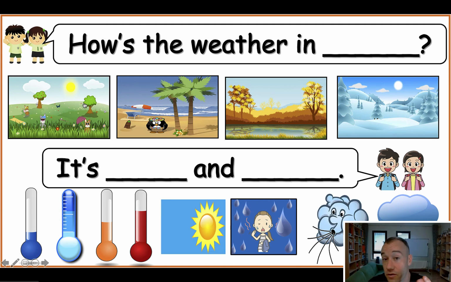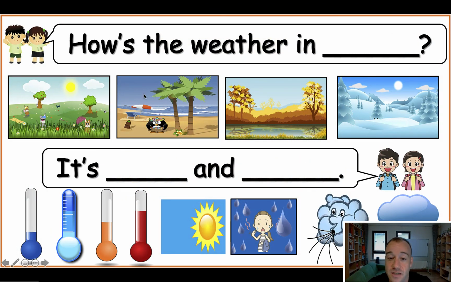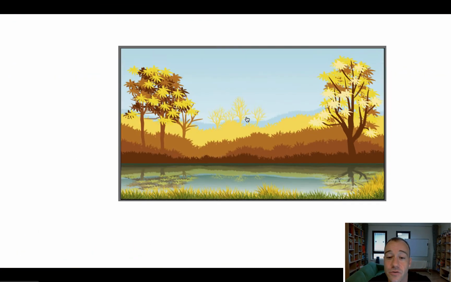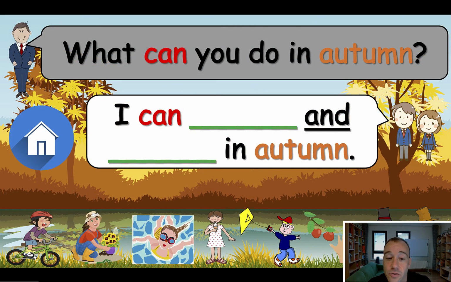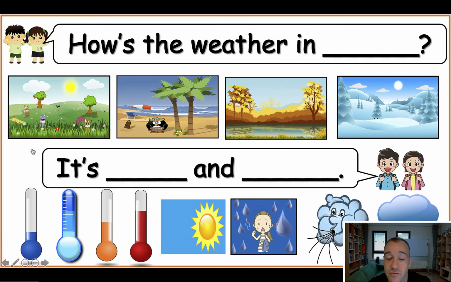So, how's the weather in, they choose the season, how's the weather in autumn? The student says, it's cool and windy in autumn. You can click on autumn, it takes them to the next slide. What can you do in autumn? I can, and they should fill in the blank. I can fly a kite and pick apples in autumn, and then you click back, it takes them back to the original screen.